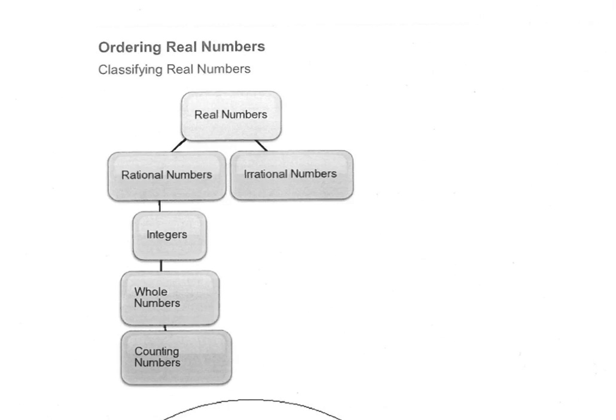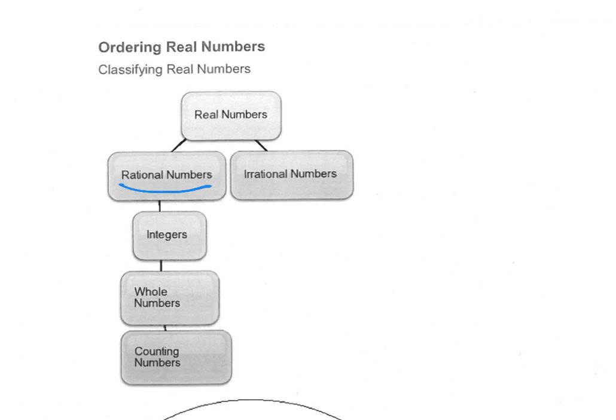Right. We're going to talk about ordering real numbers or classifying real numbers. Now, the set of real numbers includes rational numbers and irrational numbers. Now, let's talk about the rational numbers here. As we can see, rational numbers has integers, whole numbers, and counting numbers. Let's start from the basic.